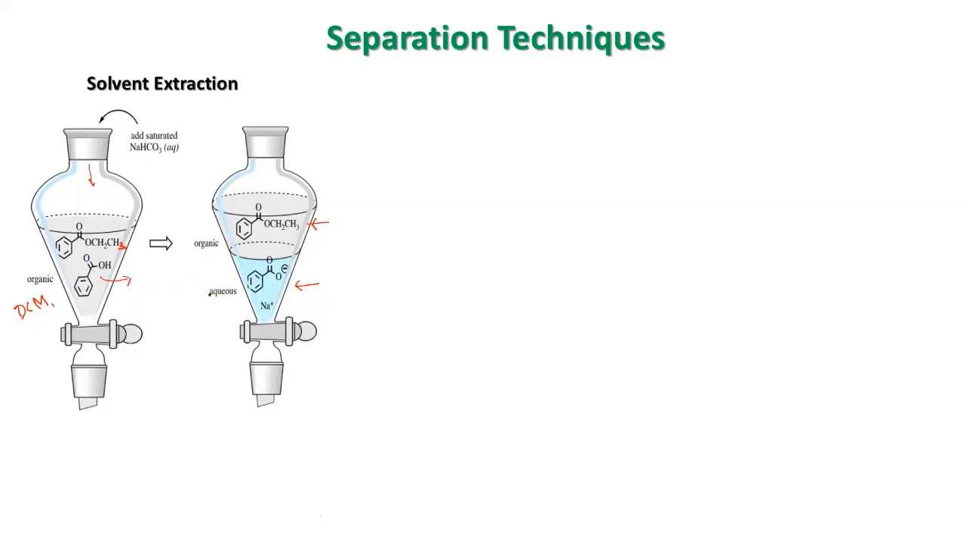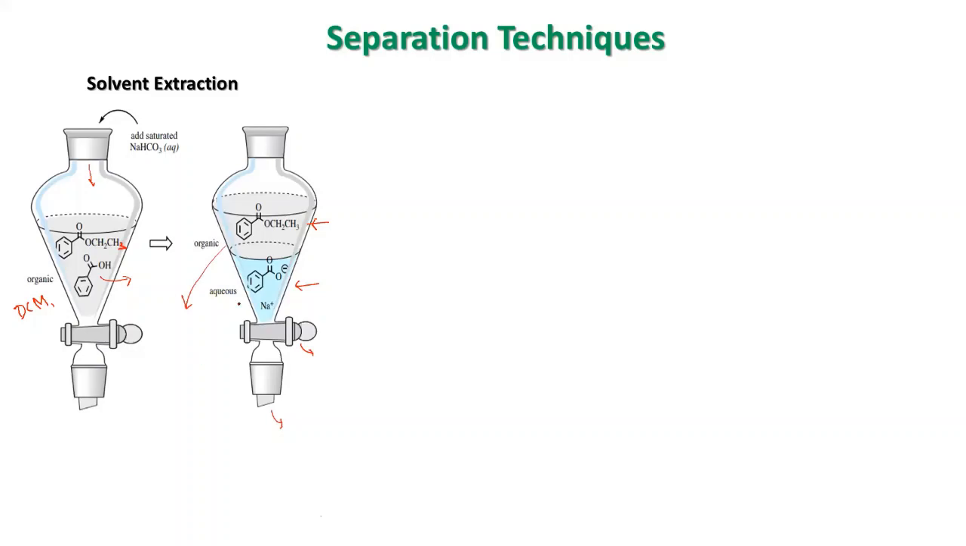And the ester, ethyl benzoate, is coming to the organic phase, and the sodium benzoate is coming to the aqueous phase. Now what you do is open this knob and take the water part out, and separately collect the organic layer in a different container.